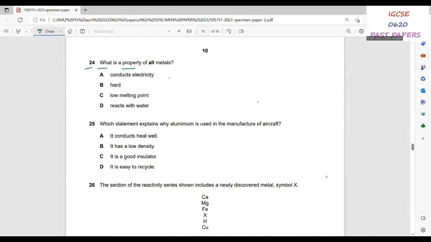24, what is a property of all metals? So let's read all the statements. They all conduct electricity, so this is the correct statement. Hard, not all are hard. Group 1 are soft metals. They have low melting point? No. Except group 1, all have high melting point.